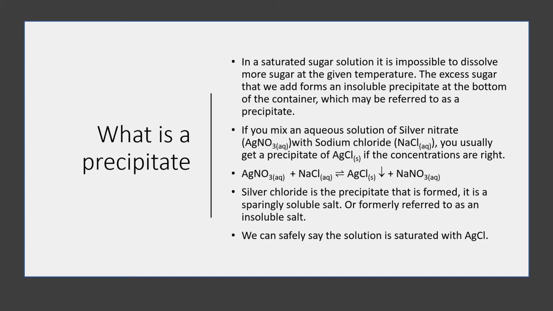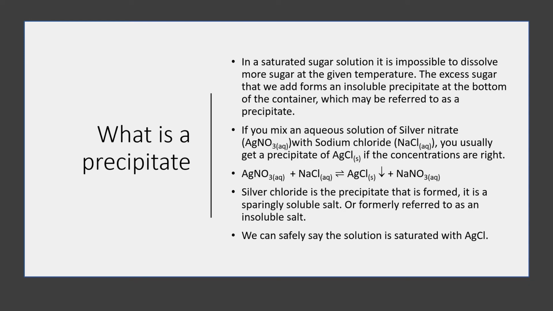What is a precipitate? In a saturated sugar solution, it is impossible to dissolve more sugar at the given temperature. The excess sugar that we add forms an insoluble precipitate at the bottom of the container, which may be referred to as a precipitate. So usually when precipitates are formed, the solution above it is saturated with respect to the substance.